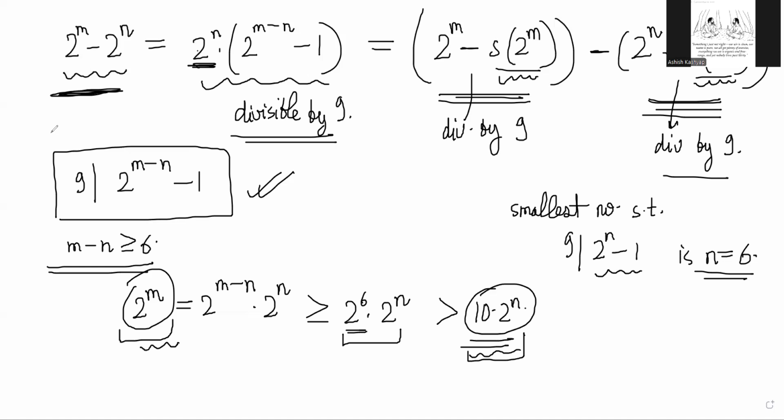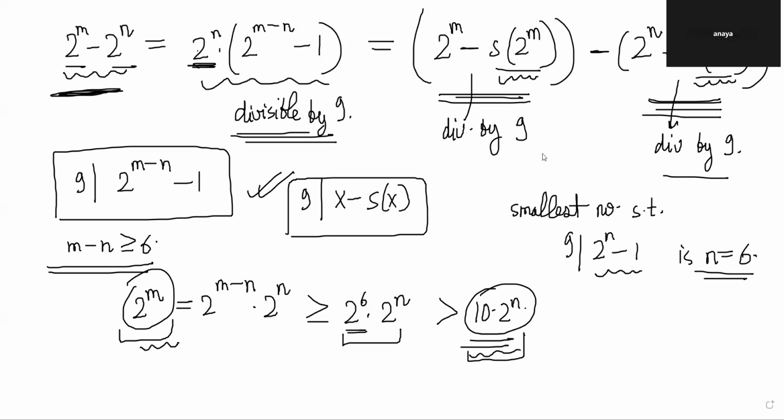Using the conditions of the problem, and using the fact that x minus s of x is always divisible by 9, we got that 2 power m minus 2 power n is divisible by 9. Because we assumed that 2 power m and 2 power n can be gotten by rearranging their digits, we were able to say that this is the same as this. And now from here we got that 9 divides this, which means m minus n must be greater than or equal to 6, because 6 was the smallest number we have seen.